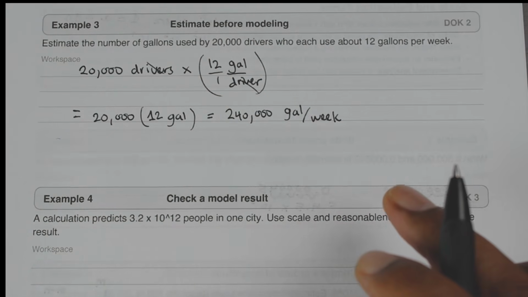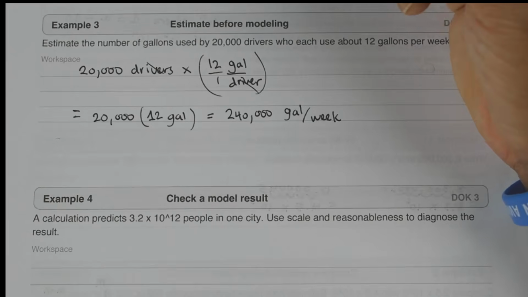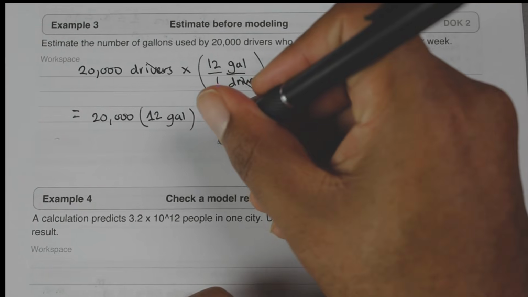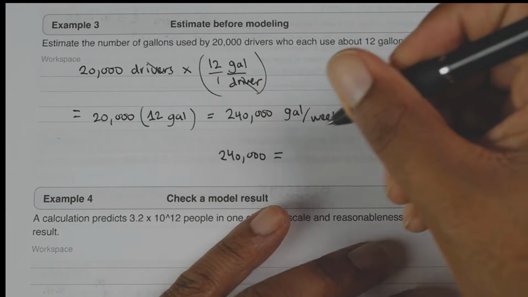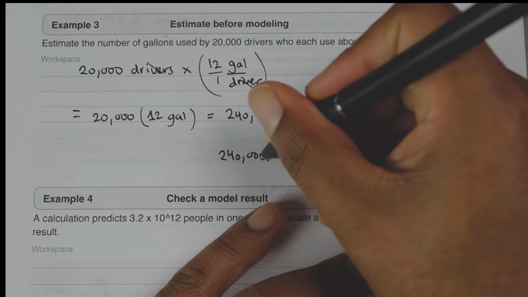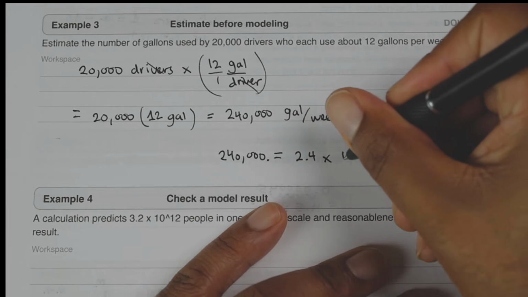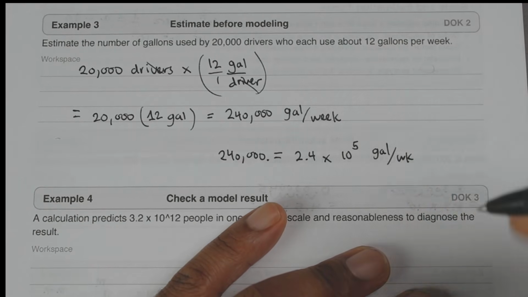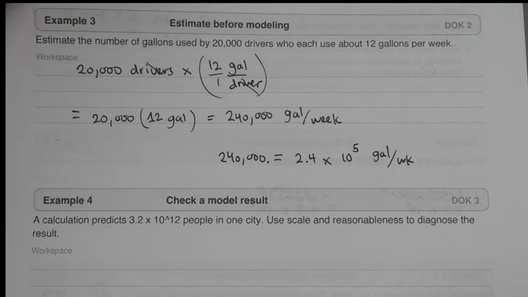Okay, I was making sure I didn't miss anything. So this is gallons per week. Now we can write this in scientific notation as well. 240,000 would be, remember, the decimal would be here. So that's 1, 2, 3, 4, 5. So that's 2.4 times 10 to the fifth power gallons per week, because the problem says each driver uses about 12 gallons. Okay, so this is essentially an estimate.